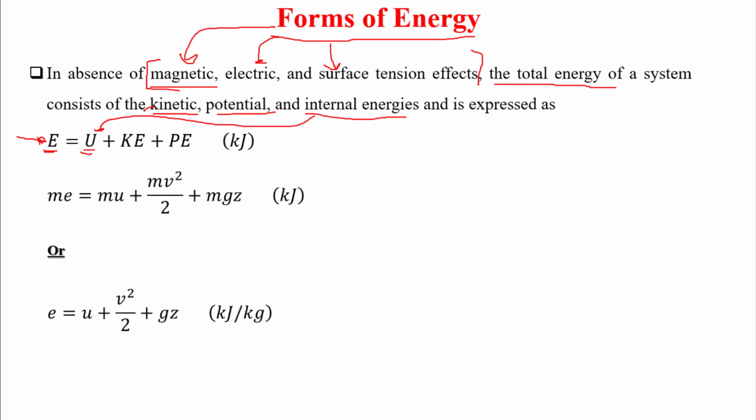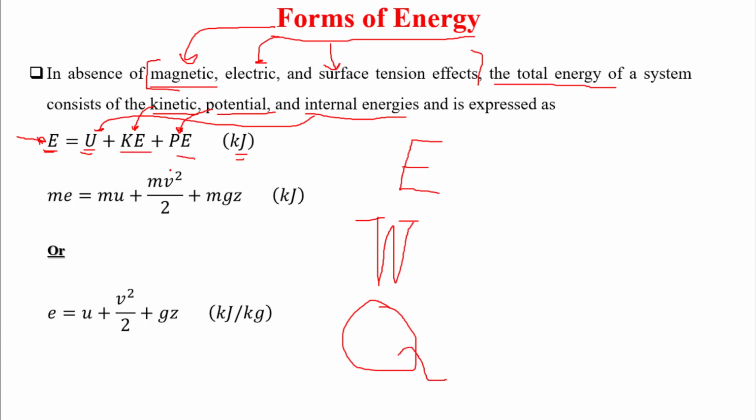Kinetic energy and potential energy. Notice that all of the letters are written in uppercase, and their unit is joule. So whenever we write energy in uppercase, it could be E, total energy, it could be work, it could be Q, heat, it could be potential, it could be kinetic. All of them have units of joule or kilojoule or megajoule, etc.